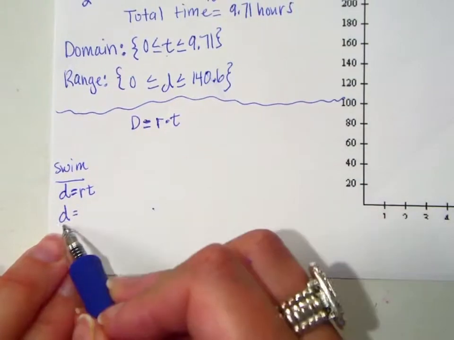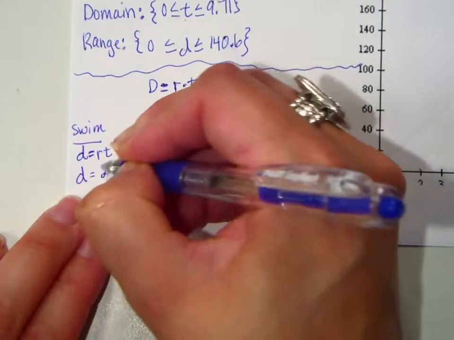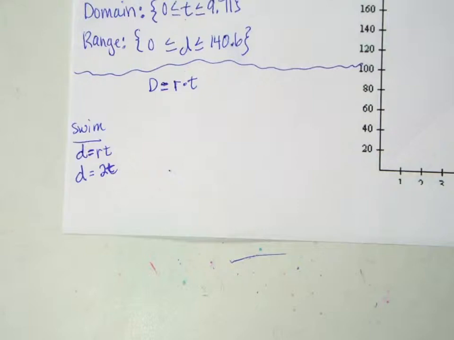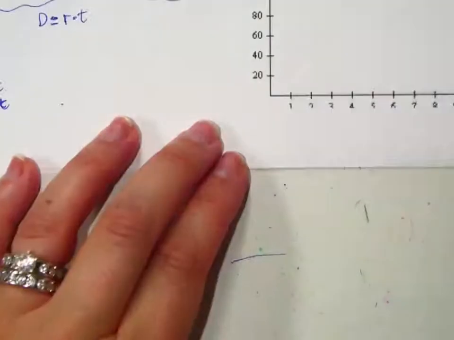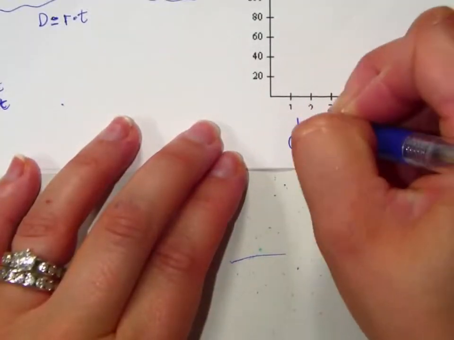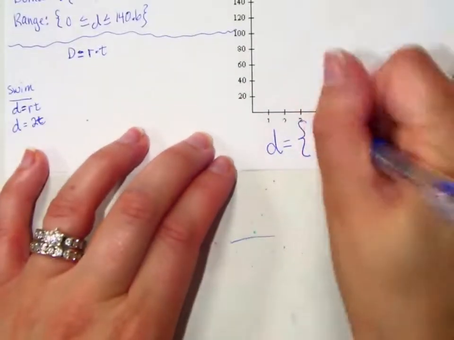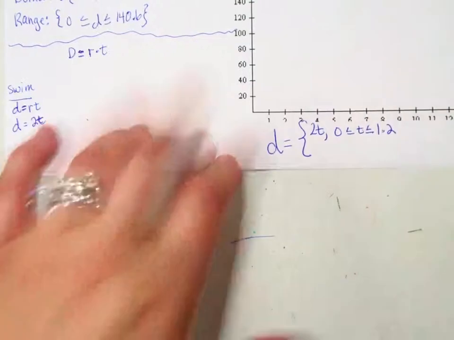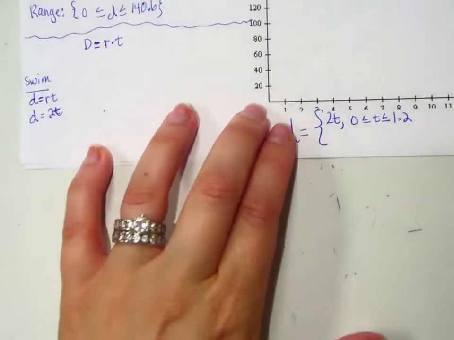For this, the distance is going to equal our rate for the swim, which is 2 miles per hour, times whatever the time is. This is our easy one. Let's go ahead and put this part into our final piecewise function. So the distance equals 2t between the times that she is swimming, so for only t values between 0 and 1.2.